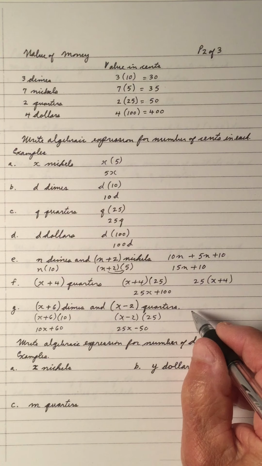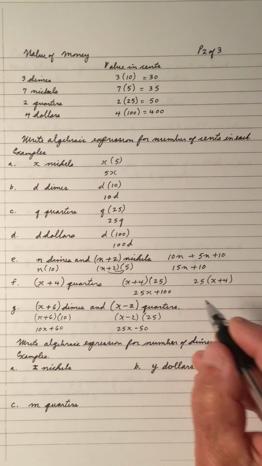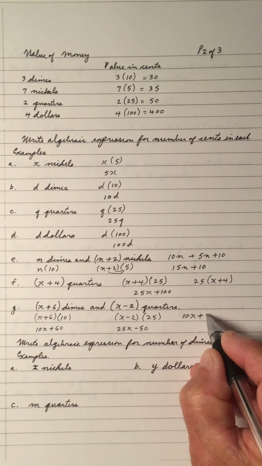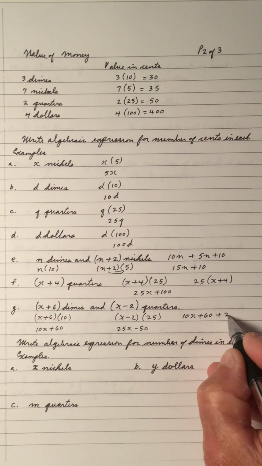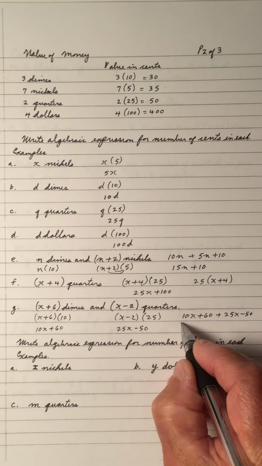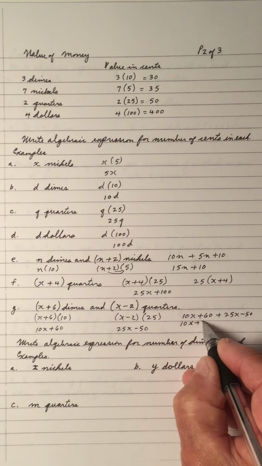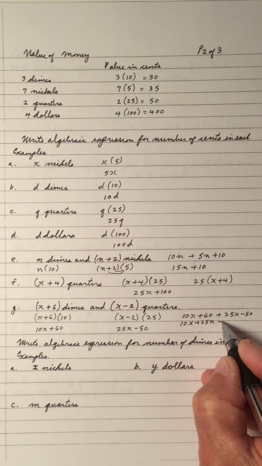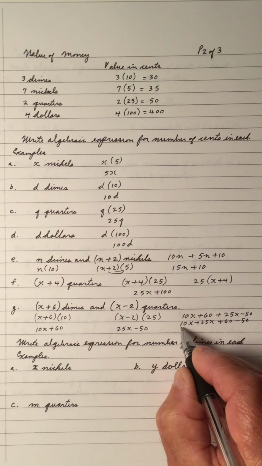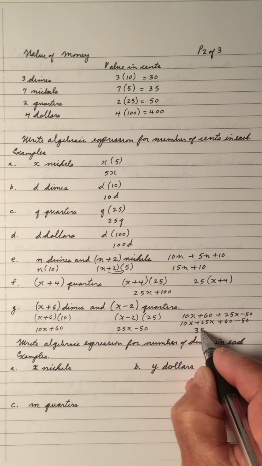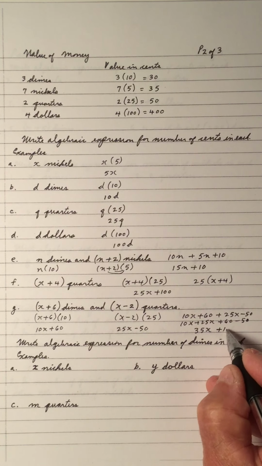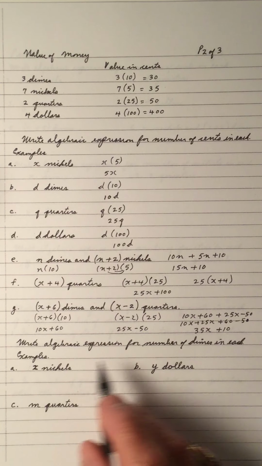And we want to write it in simplest form. So we have 10X plus 60, add on 25X minus 50. We group the X's together and we don't change the sign. We group the constants together, but we don't change the sign. 10 and 25 makes 35X. 60 subtract 50 is 10. So that's the simplified expression.